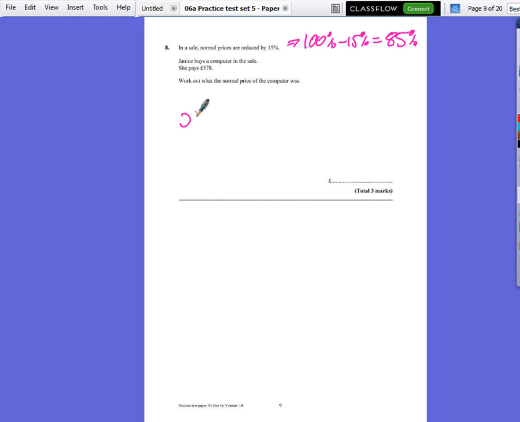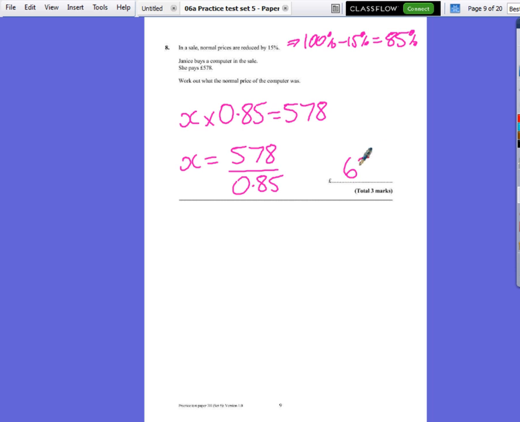Well, if we knew what the normal price was, we'll call that x, you would multiply that by 0.85 to get the sale price. So the sale price is 578. So to work out the original price, we do 578 divided by 0.85, and that will give us £680.